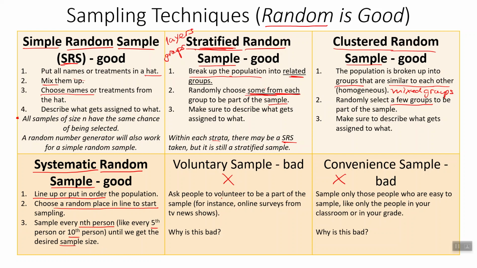Voluntary, we ask people, like people volunteer to be part of the sample, like online surveys or things like that. Those are generally voluntary response. If you do polls on Facebook or something like that, those are also voluntary response. Convenient samples, this is when you are just asking the people that are easy to sample. Like, say you want to know something about the entire school, but you only ask people that you're friends with. That's a convenient sample because those people are the easy ones to ask. So the voluntary and convenience are the ones we don't like.